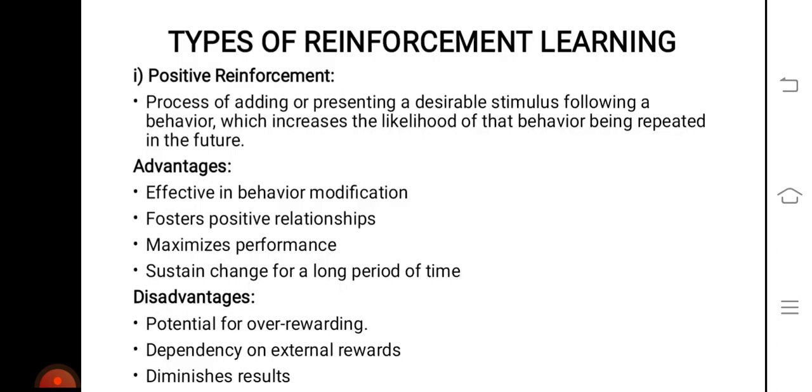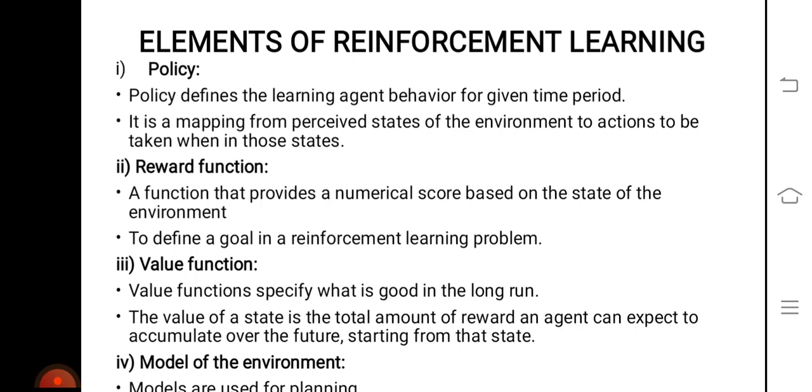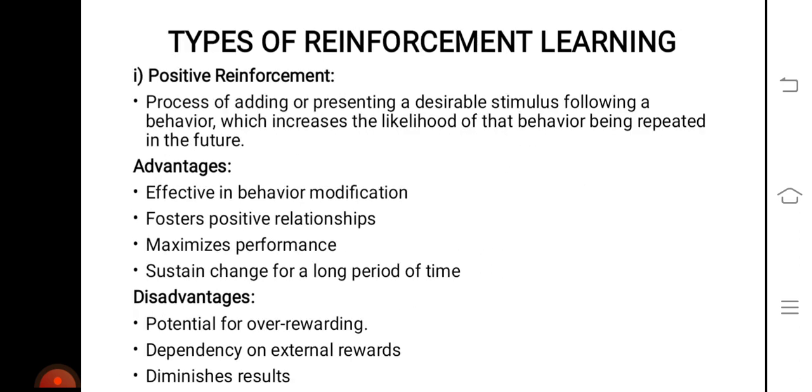What are the types of reinforcement learning? Positive reinforcement learning and negative reinforcement learning. Positive means it is a process of adding or presenting a desirable stimulus following a behavior, which increases the likelihood of the behavior being repeated in future.